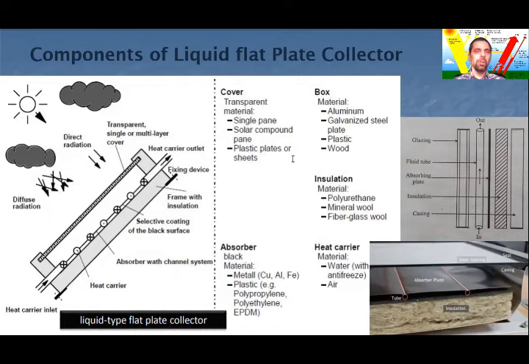Insulation, which minimizes heat loss from the back and sides of the collector. And container or casing, which surrounds the various components and protects them from dust, moisture, etc.